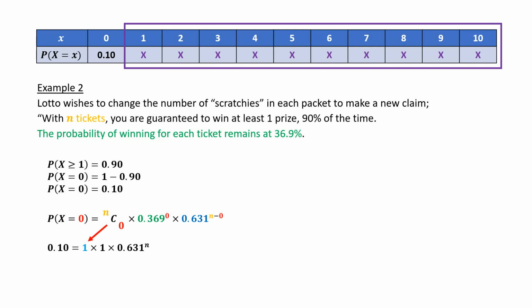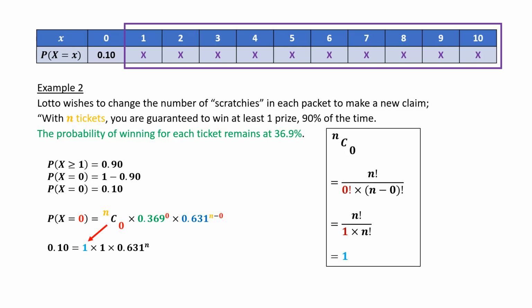I know that NC0 is 1. That's because NC0 represents N factorial, whatever number N is, divided by 0 factorial times bracket N minus 0 factorial, which simplifies down to N factorial over N factorial. And that just means one number divided by itself, which is 1. Always keep in mind that 0 factorial is defined as 1.